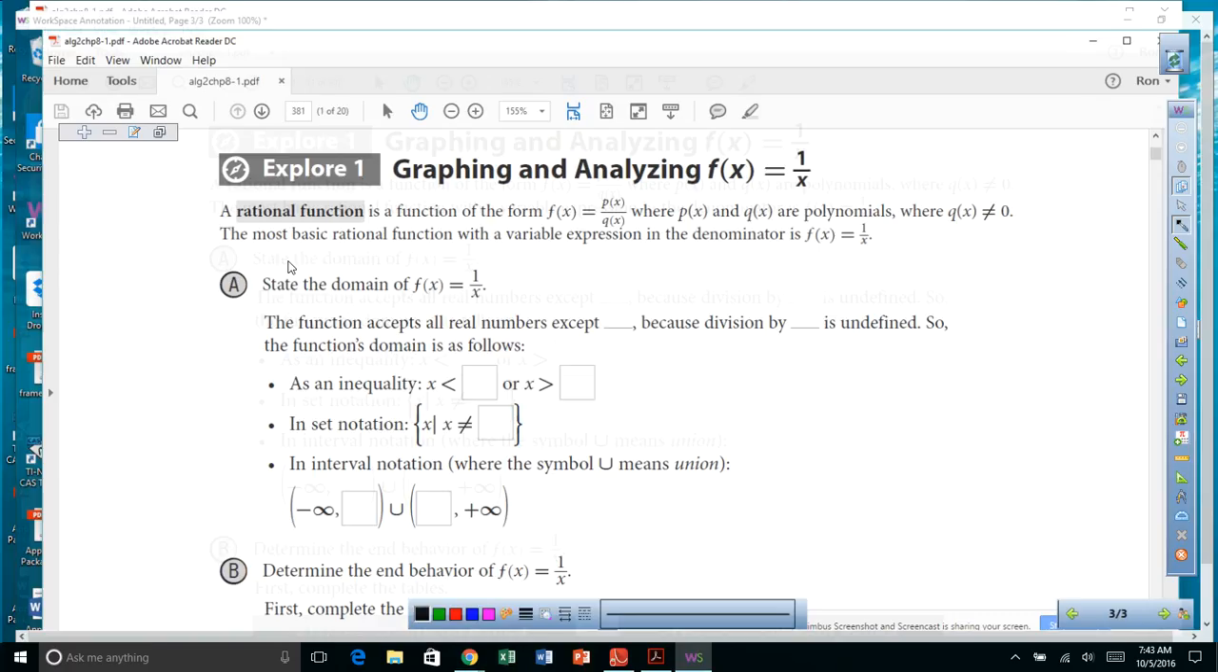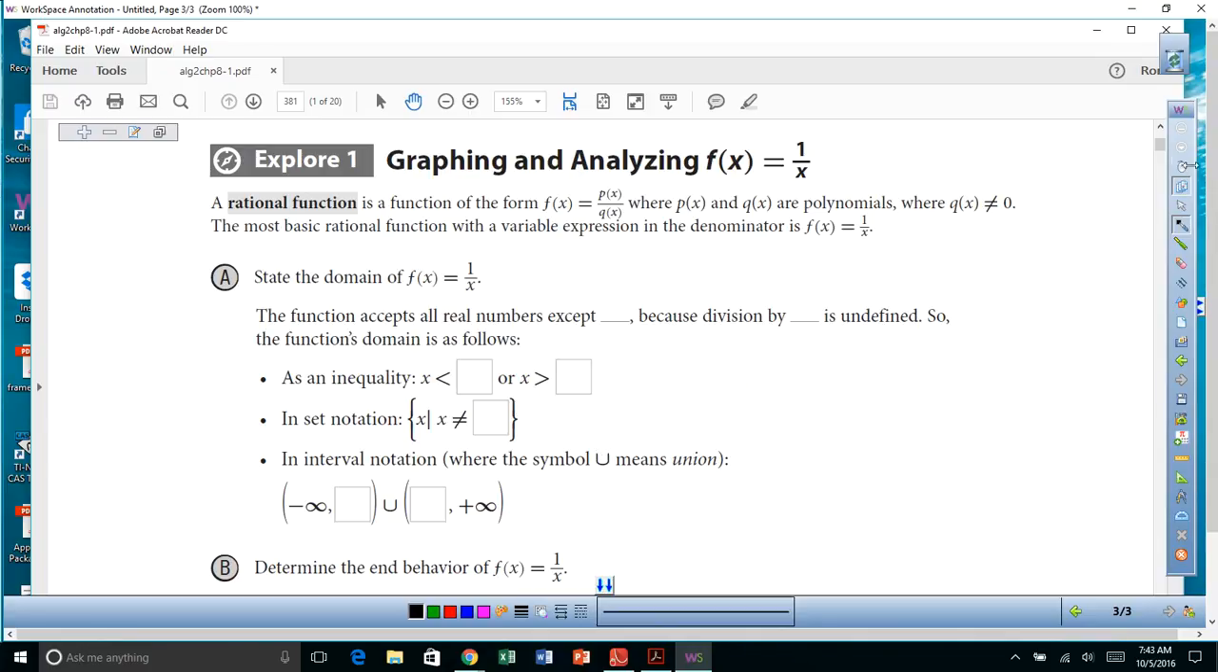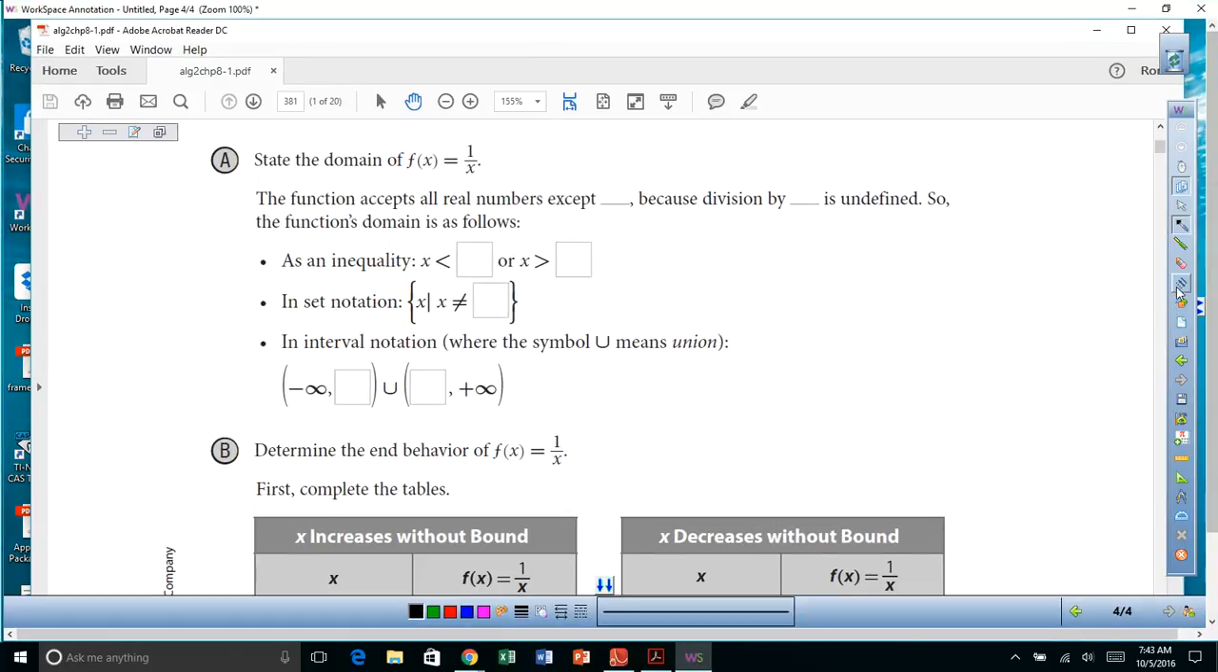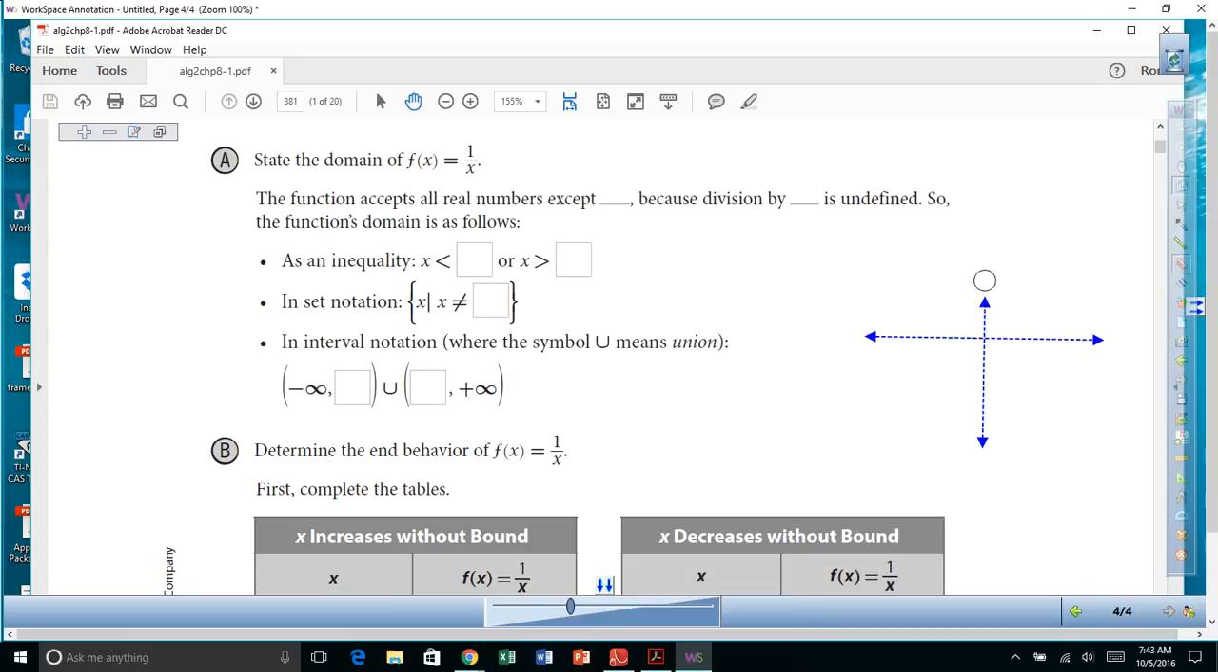Okay, it says state the domain of f of x. Well, most of you probably don't know what 1 over x looks like. So let's draw a quick one real quick. Well, that doesn't look very good at all, does it? So let's see here. We'll make this a solid line. We'll use black. There we go. That looks a little bit better.